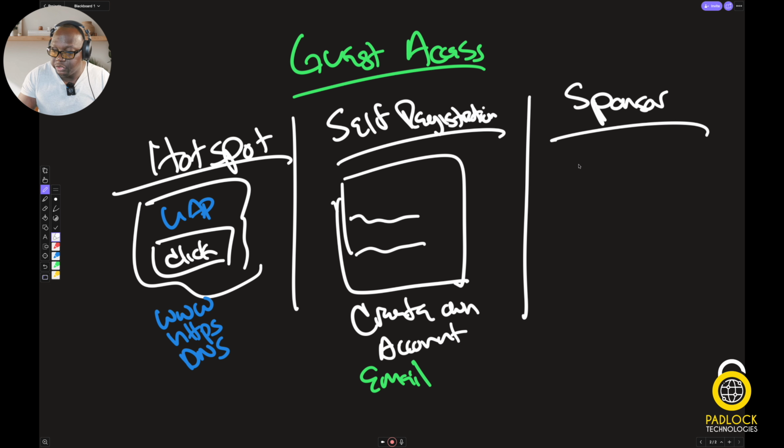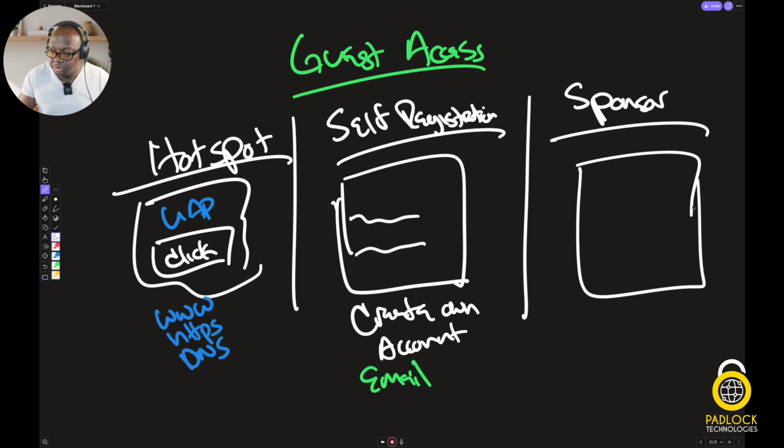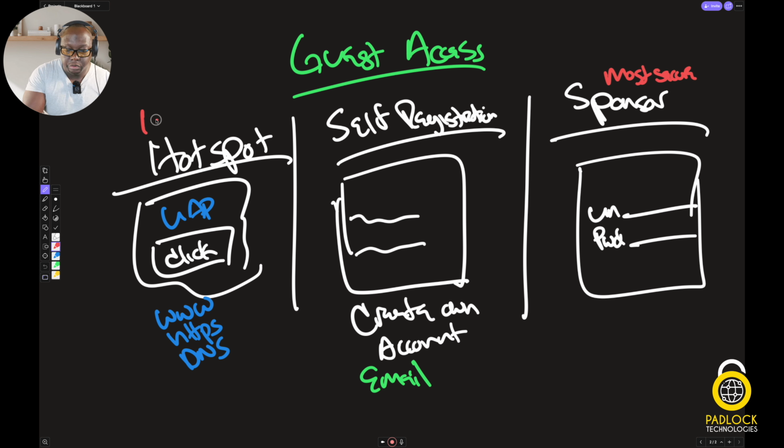Now, this is the same thing. They'll go to a page, but it will ask them for a username and password already, right? They don't get to create this. Now, this one is the most secure option. So I'm gonna say most secure, and then least secure for hotspot. And then this is in the middle.